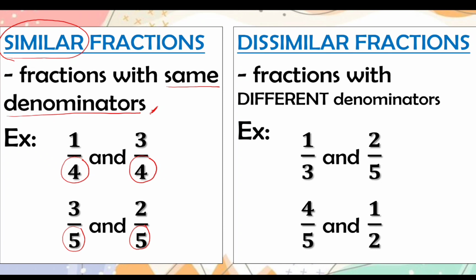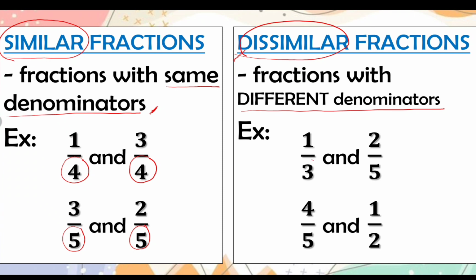So when we say dissimilar fractions, from the name itself, dissimilar, so ibig sabihin different. So ano yung different sa kanila? These are the fractions with different denominators. So take note, when we talk about similar and dissimilar fractions, ang titignan lang natin dito ay yung kanilang mga denominators. So kapag magkaibang denominators, these are what we call the dissimilar fractions.